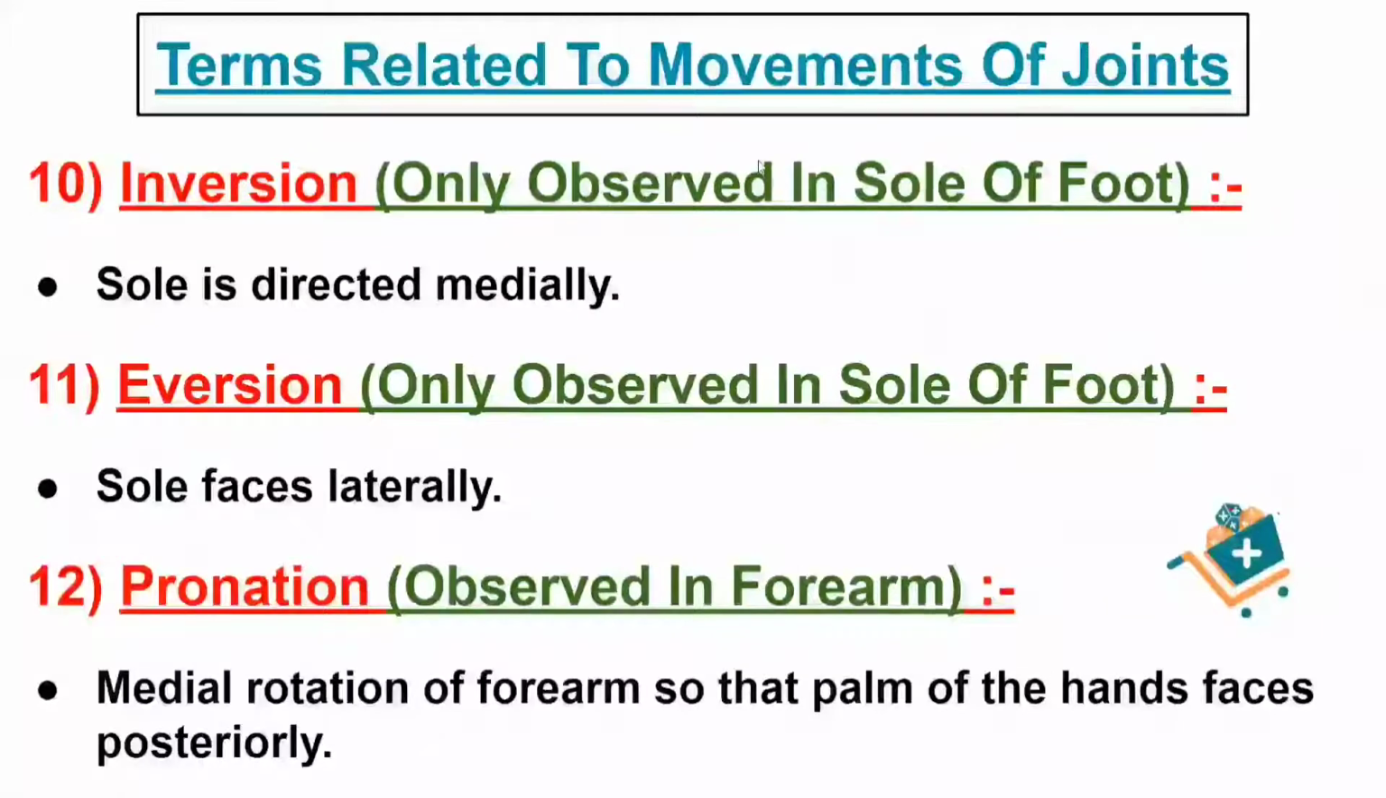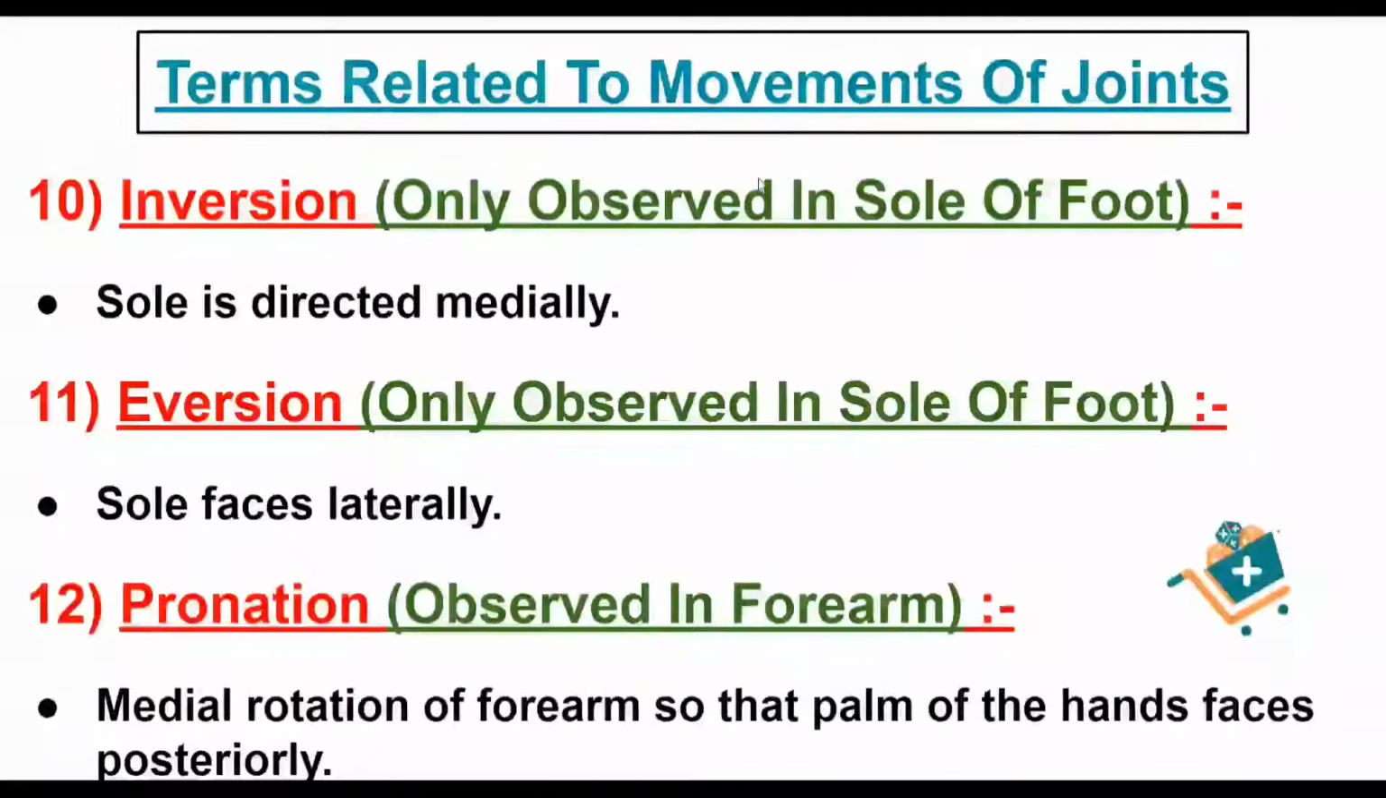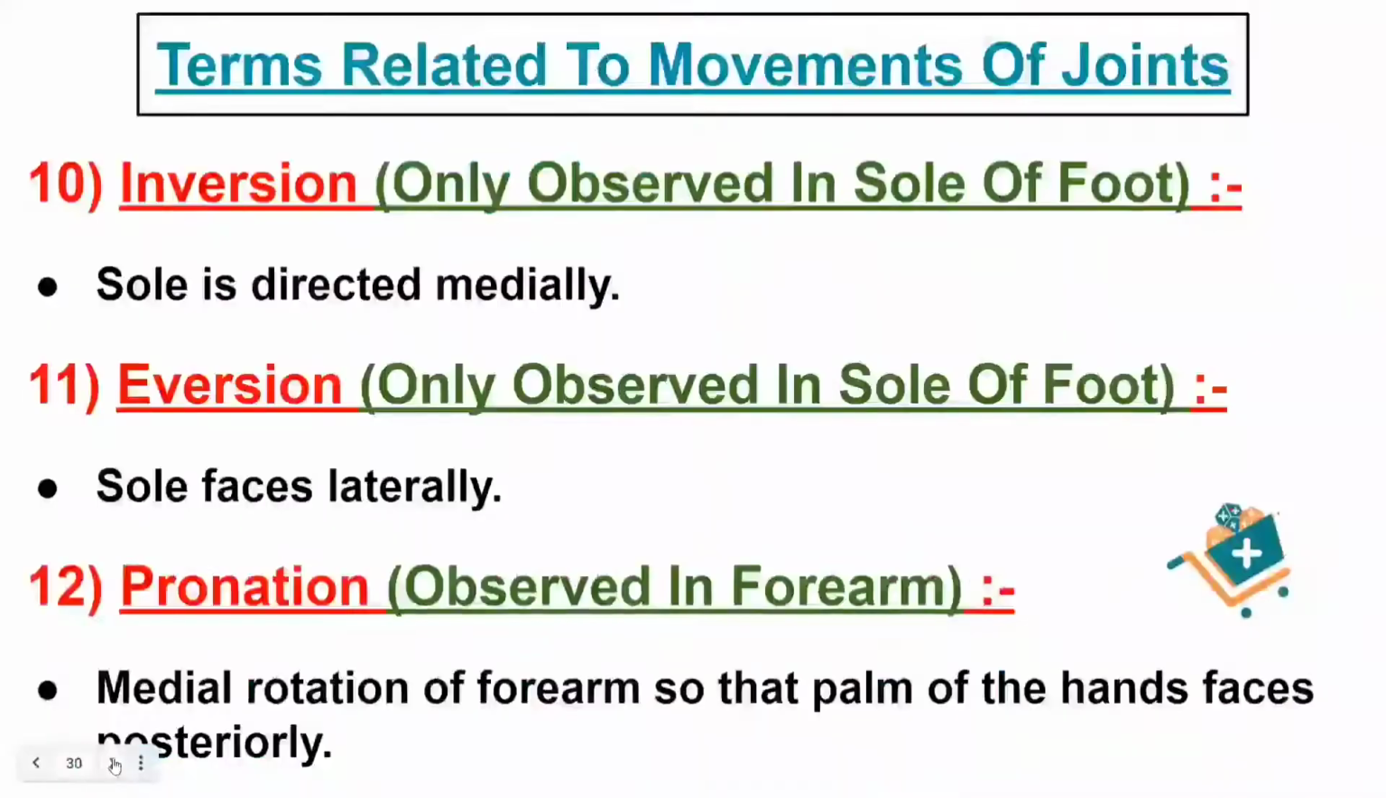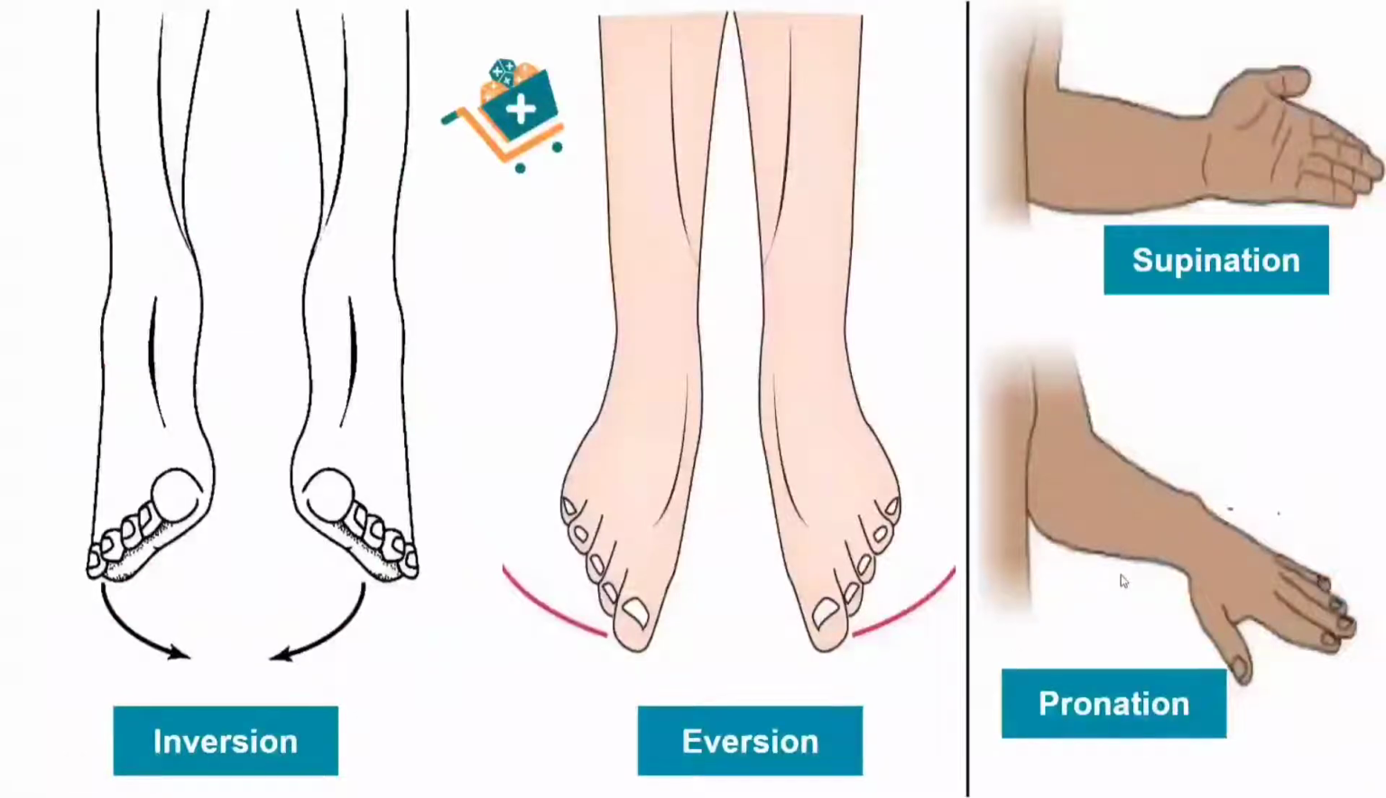Now you can see inversion, eversion, and pronation, supination. Pronation and supination you learned earlier. Pronation means when you are lying down with face below, that is the prone position. In relation to the joints also, there are pronation and supination. Pronation means medial rotation of the forearm so that the palm of the hand faces posteriorly. It will be difficult to understand like this, so see in this figure, you can see the pronation, supination figure.